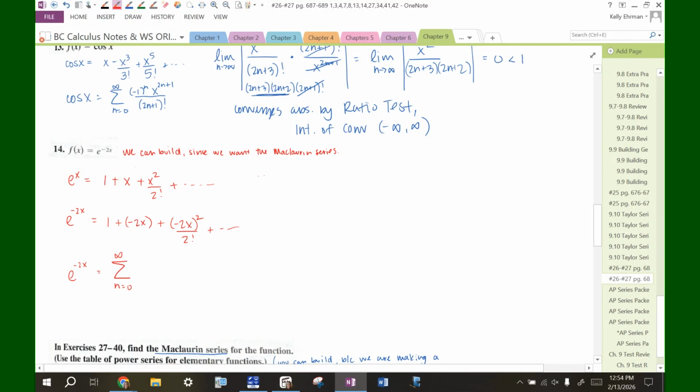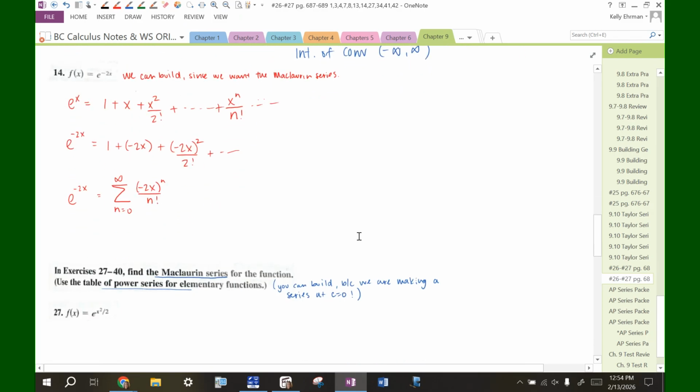from n equals 0 to infinity, we get, I'm just going to plug in just this. So normally I have my e to the x series is just x to the n. Maybe I'll write the general term. x to the n over n factorial. But we're just plugging negative 2x into this. So negative 2x to the n over n factorial. And I think I'm just going to leave it like that for doing the ratio test.